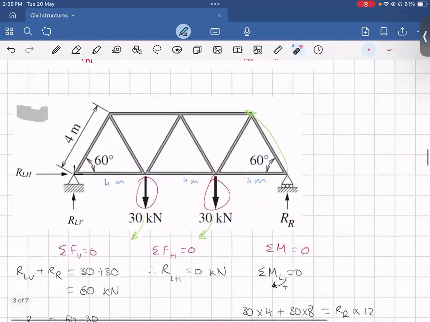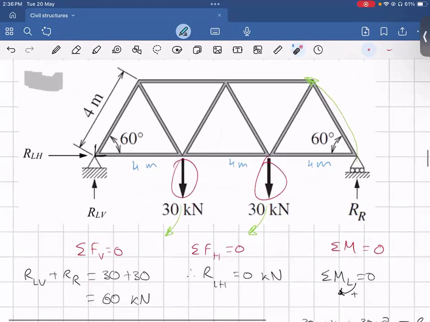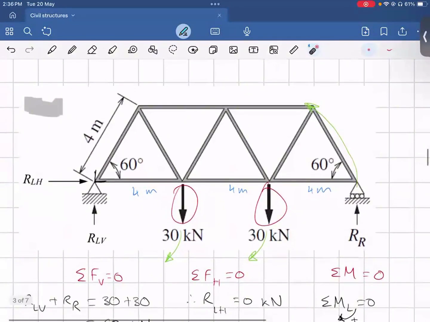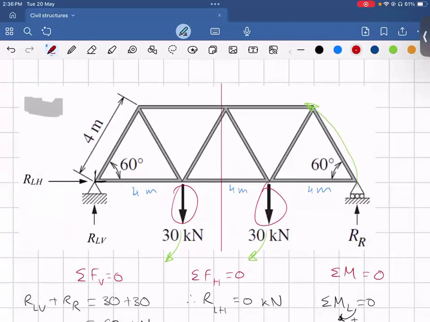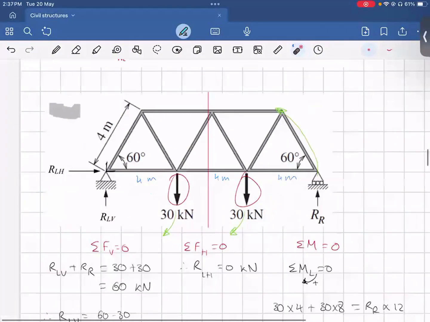Now, another faster way that you could solve this is by analyzing the truss itself. We can see that it is symmetrically loaded because, of course, RLH is equal to 0, so we can ignore it from this diagram. But looking at this truss, we know that it's symmetrically loaded because both of these forces are the exact same, so we can draw a symmetrical line going straight through the center. Based off that, we now know that RLV and RR are both equal to the same thing, and they're both going to be equal to 30 kilonewtons going upwards.